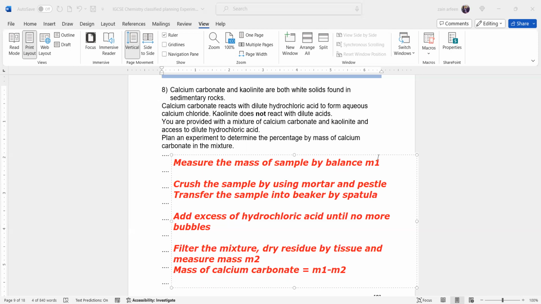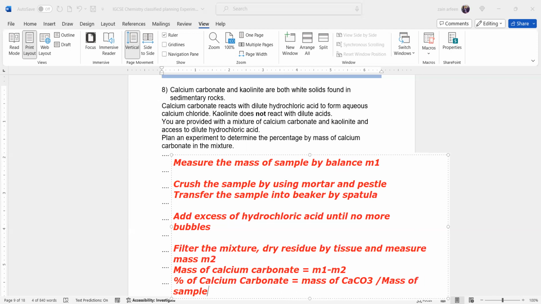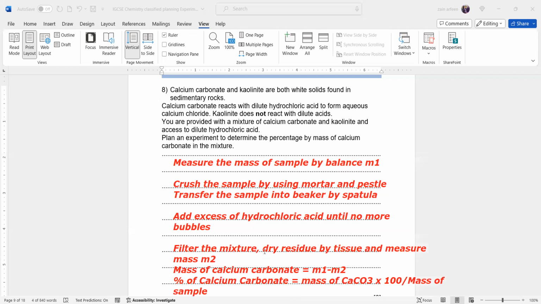But we need the percentage. So what's the formula for percentage? Percentage of calcium carbonate is equal to the mass of calcium carbonate divided by the mass of the sample, multiplied by 100, or numerator multiplied by 100 divided by mass of sample. That's how we plan this experiment. Clear? Any doubt in this? Okay, plan this experiment now and send the pictures.